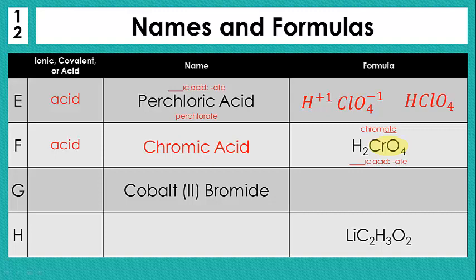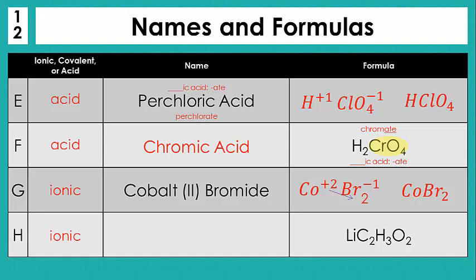Next, we have cobalt-2 bromide. So this is going to be an ionic compound. Cobalt is a transition metal, and bromide is a nonmetal. So I've got cobalt, which is Co, and the charge on this is going to be +2, as indicated by the Roman numeral. Bromide is Br with a -1 charge. It's a halogen. So in order to make this charge neutral, I need 2 bromines to give me a negative charge of -2 to balance out the +2 charge of cobalt. So my formula is CoBr2.